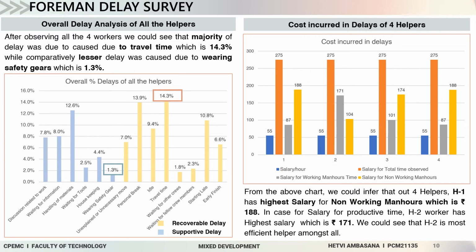Next is the cost incurred in delays of 4 helpers. From the chart, we can infer that out of all the 4 helpers, helper 1 has the highest salary for non-working man hours, which is rupees 188, while helper 2 has the highest salary of rupees 171 for productive time, which is salary for working man hours. From the graph, we could see that helper 2 is the most productive and efficient helper amongst all.